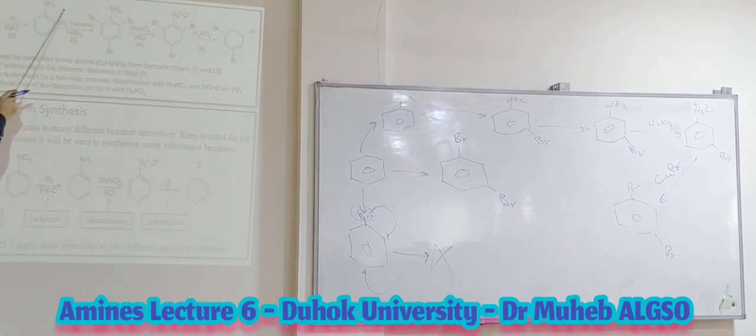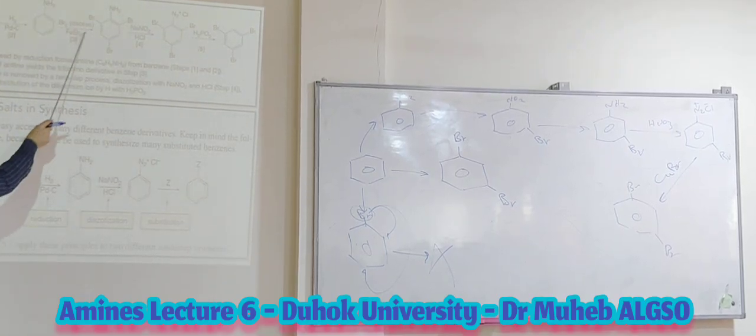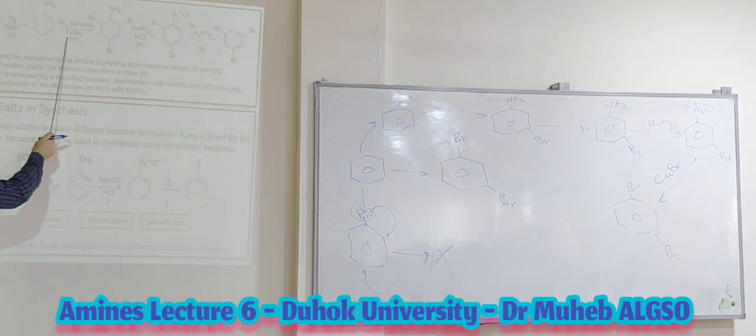Now, the aniline here is an ortho and para director. Ortho, para director. Multi-bromination. The question asks for multi-bromination, meaning bromination number 1, bromination number 2, bromination number 3. Okay, three times bromination gives you this compound.